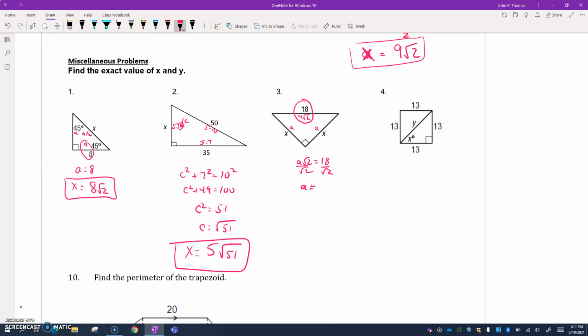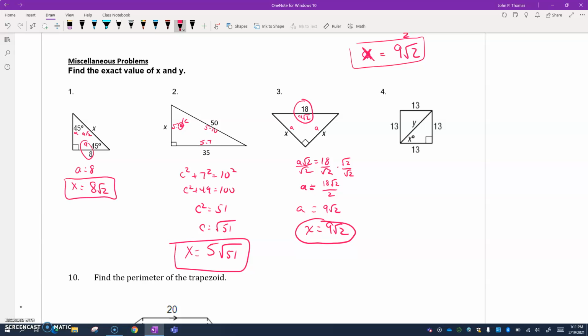And then I've got to rationalize my denominator. So I'm going to multiply top and bottom of that by root 2. So I've got 18 root 2 over 2. And then I can reduce a little further, and I get 9 root 2. All right, then I look to what I'm being asked for here, which is x. And the x value just equals a, which is 9 root 2. All right, we've got our answer on that one.